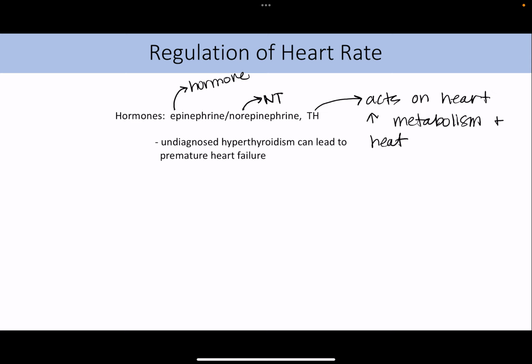So this is why undiagnosed hyperthyroidism, so if you're overproducing thyroid hormone, can lead to premature heart failure because it's increasing the metabolism of the heart, and then especially in times of fight or flight, if you have more epinephrine, norepinephrine around and more thyroid hormone around, that's going to enhance those effects and your heart works even harder than it should, which can lead to heart failure.